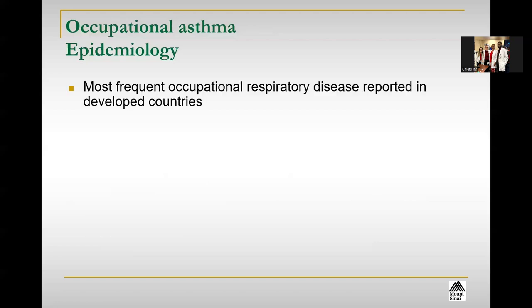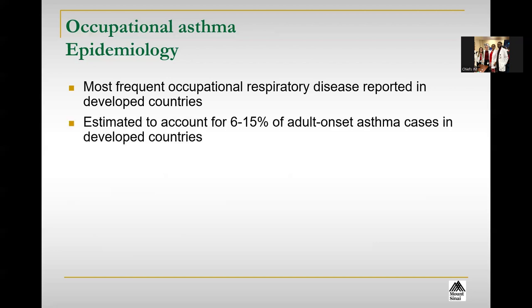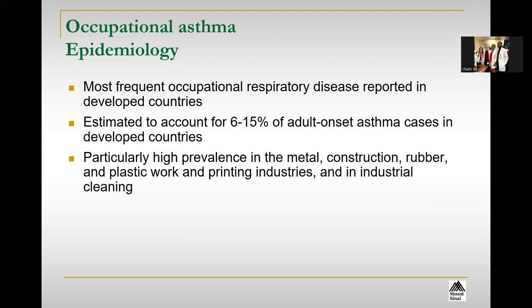As I mentioned, occupational asthma is the most frequent occupational respiratory disease reported in developed or high-income countries, estimated to account for anywhere between 6 to 15% of adult-onset asthma cases in developed countries. And it has a particularly high prevalence in the metal, construction, rubber, plastic work, and printing industries, and also industrial cleaning.